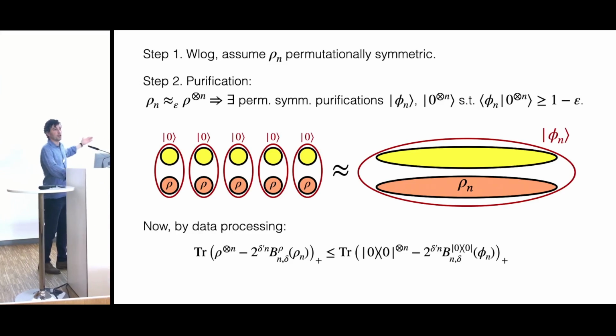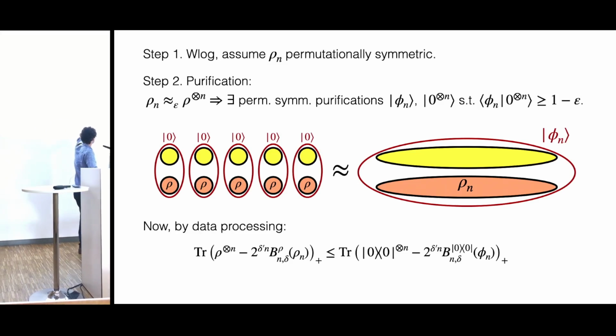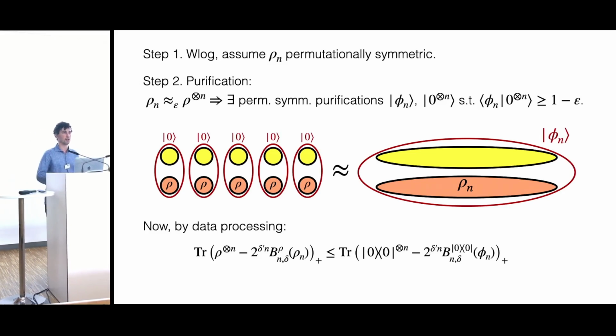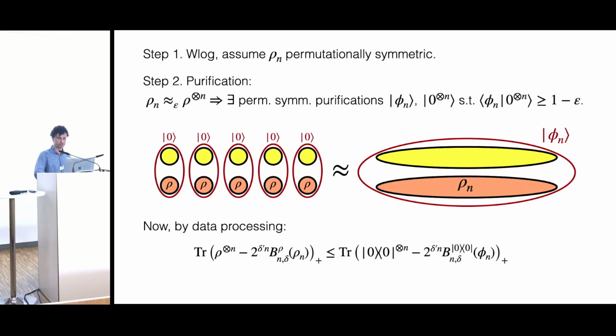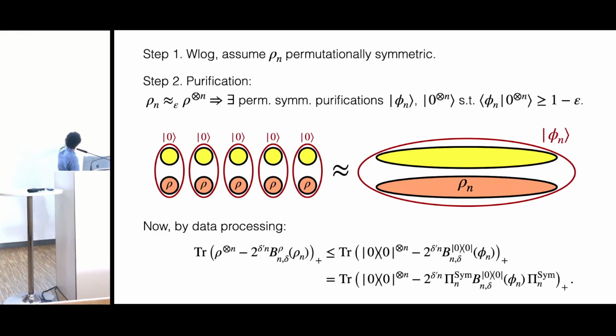Now, by data processing, you can also upper bound the trace of the positive part with the trace of the same thing, but including the purifying systems. Okay, sure. By data processing, the trace of x plus quantity. And now it turns out that this one you can rewrite by projecting the second operator.